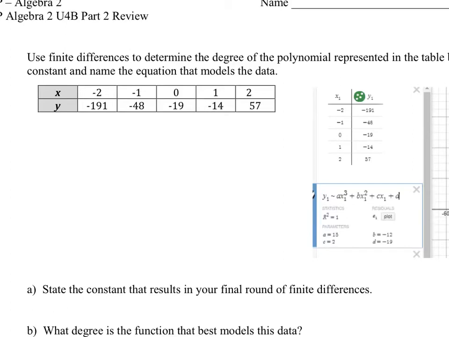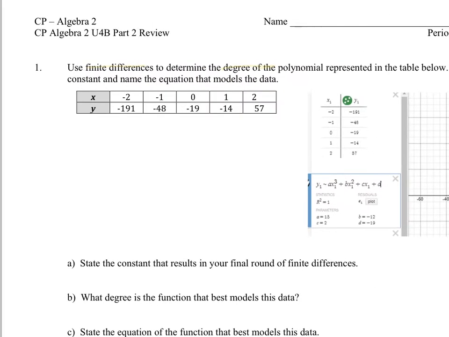Hi everybody, this is review number 2 for the second part of Unit 4B, problems 1 and 2. So here we go. The very first question, question number 1, asks us to find the finite differences, determine the degree, state the constant, and then figure out the equation.